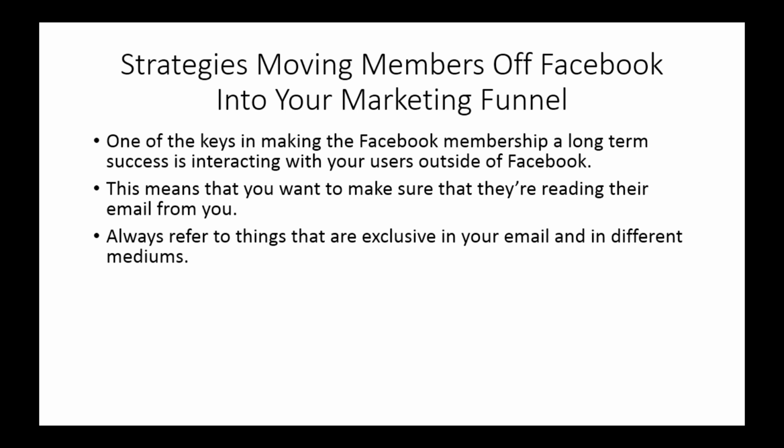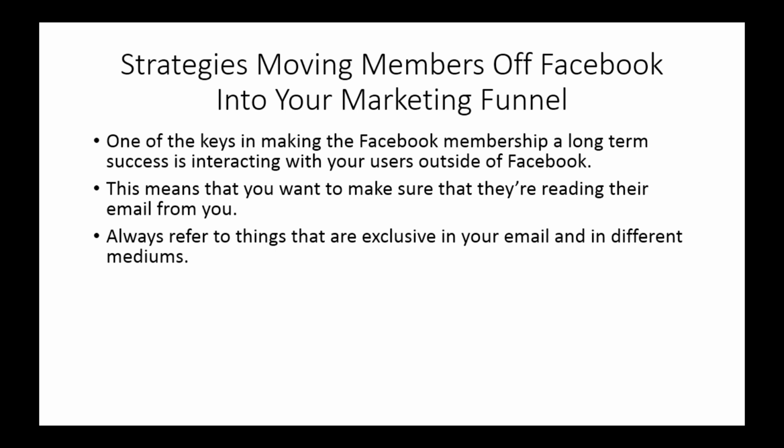Now, one of the ways that you're going to do that is, even while you're having discussions on Facebook, always refer to things that they can only find exclusively in your email and in different mediums. So in other words, you want to talk about some of these things and assume, in your conversation, that they've already gotten it. If they don't have it, you want them to say, well, hey, if you don't have it, all you got to do is go over to this email address or go over to this website and sign up for the email marketing list, and we'll get that content to you.